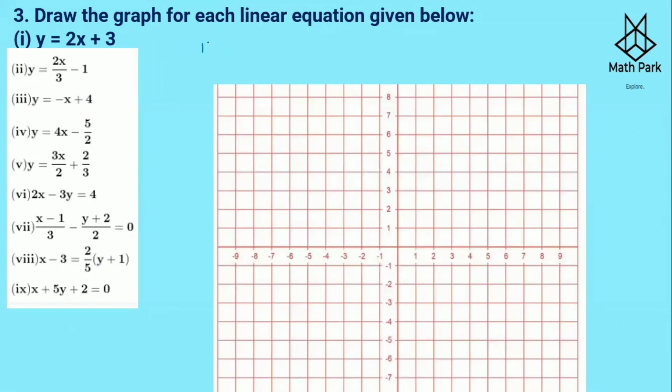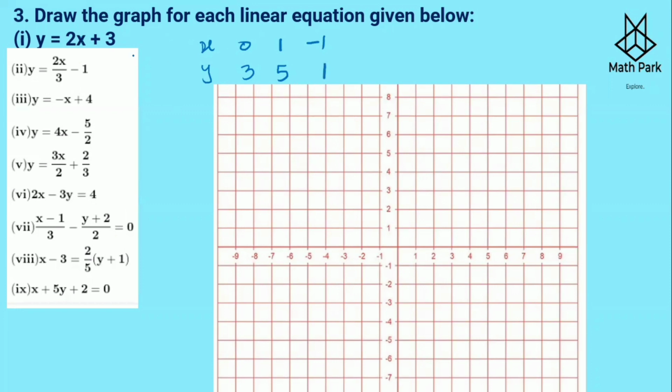First part when we start, it is y is equal to 2x plus 3. So we start with x and y, we create the table. If I put x is equal to 0, 2 times 0 is 0 and this is plus 3. So you get y is equal to 3. If I put x is equal to 1, 2 ones are 2 plus 3 is 5. So I get y is equal to 5. If I put x is equal to minus 1, 2 into minus 1 is minus 2. Minus 2 plus 3 is 1.